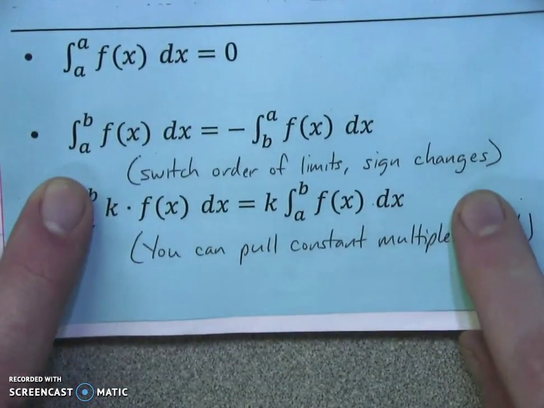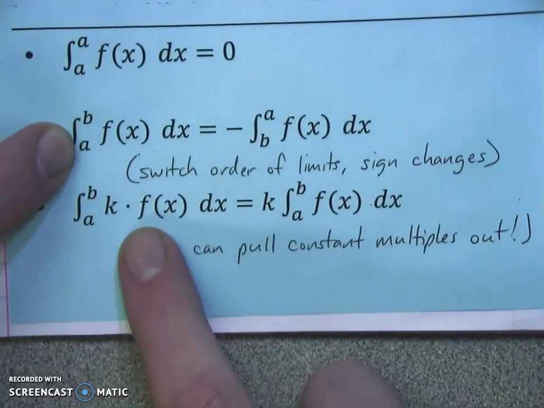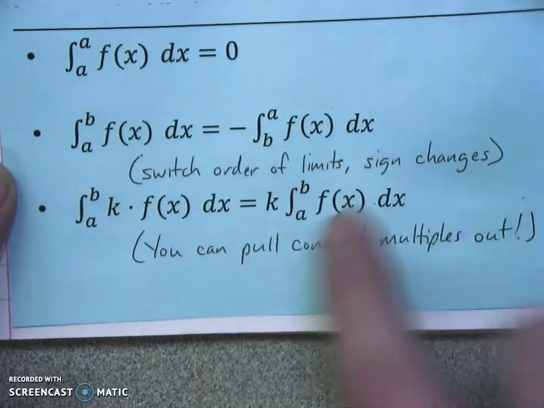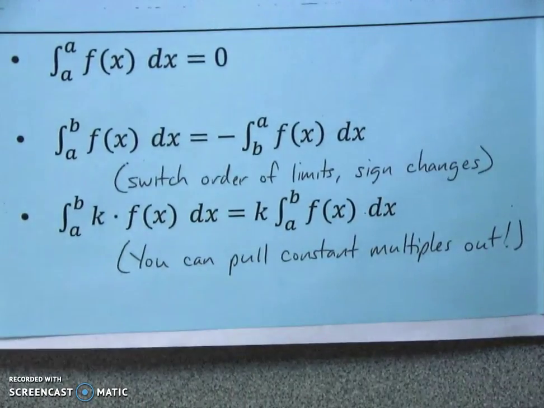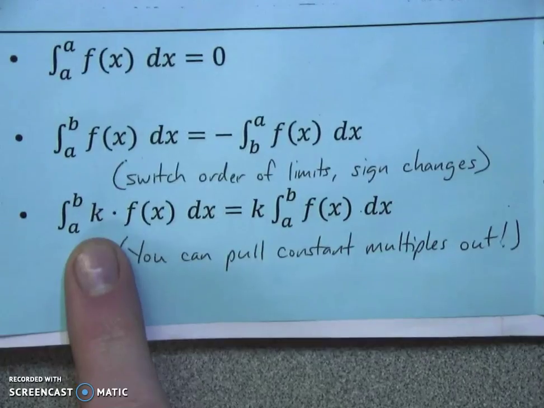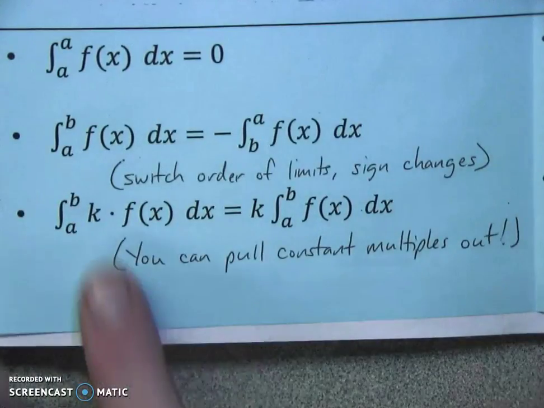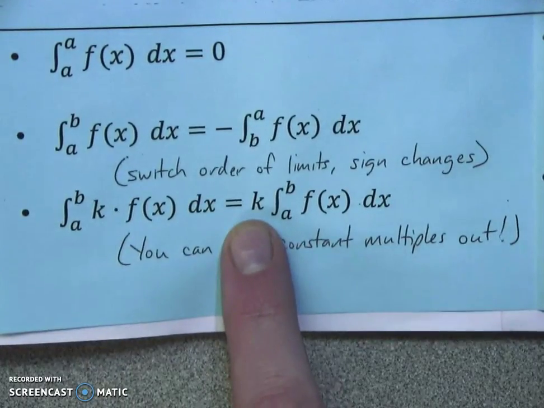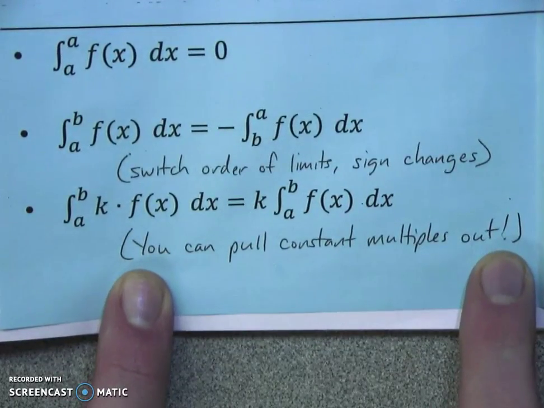This next one is kind of important. It's a property that you can use sometimes to make a problem a little bit easier to calculate. The integral from a to b of a function is the same as the opposite of, notice the minus sign, the integral from b to a, meaning if I switch the order of the limits, the sign of the integral changes. This third property is just like what we had for indefinite integrals. If k is some constant, then the integral from a to b of a constant times f of x is simply that constant times the integral from a to b of f of x. So just like with an indefinite integral, you can pull constant multiples of a function out.